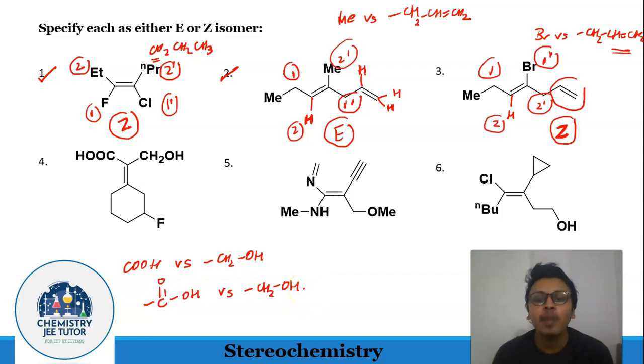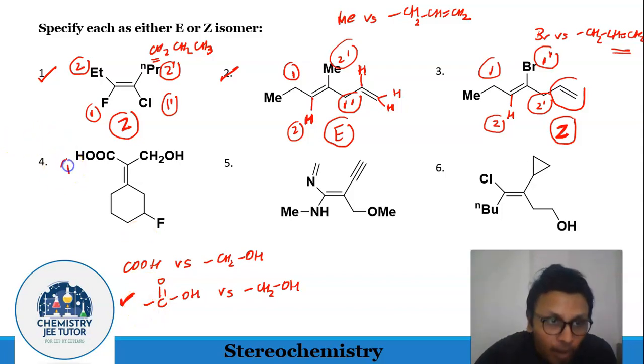Now you tell me which one will get preference. Obviously this one, because it has an oxygen attached to it compared to a hydrogen. Oxygen has a higher atomic number, so this will get preference. So this is 1.